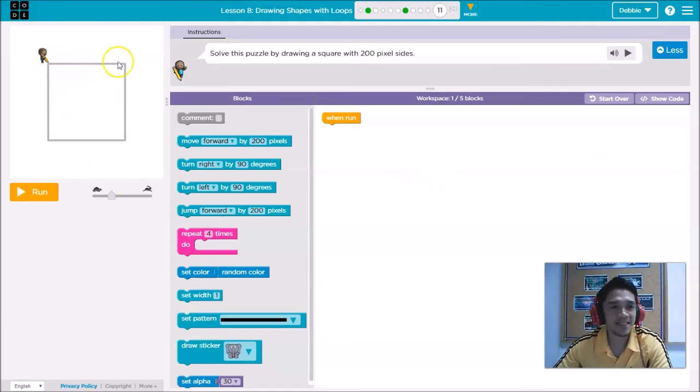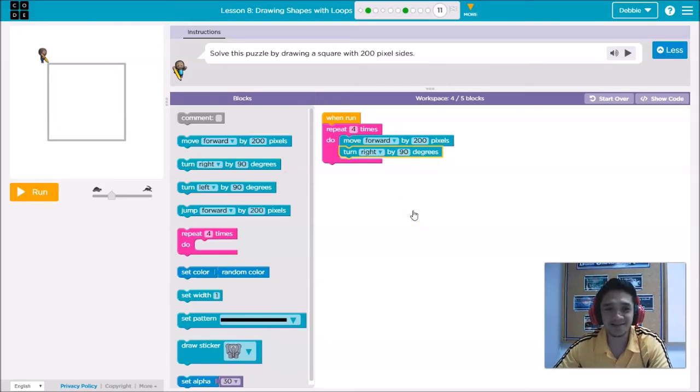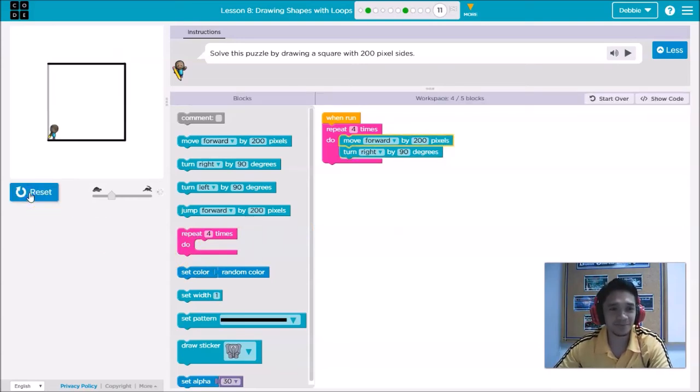So, how many sides is our square? 4, correct. So, repeat 4 times and then move forward. How many pixels? 200 as given in our instruction. Then, what we are going to do is to turn right 90 degrees. Okay? Are you ready now? Let's try. This is correct. So that is how to solve puzzle number 11 in lesson number 8.